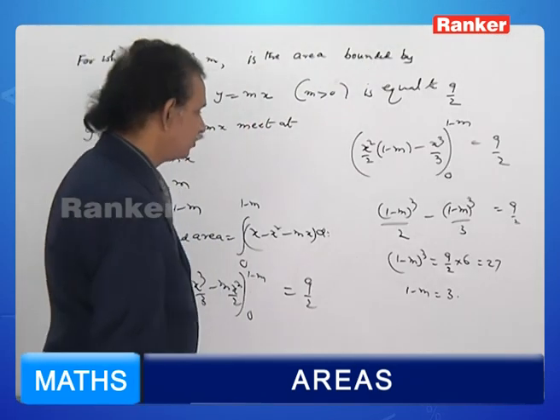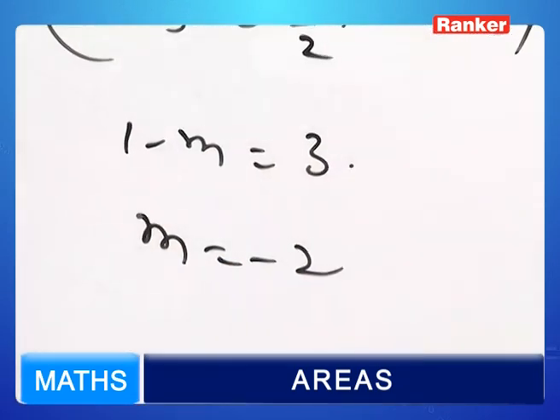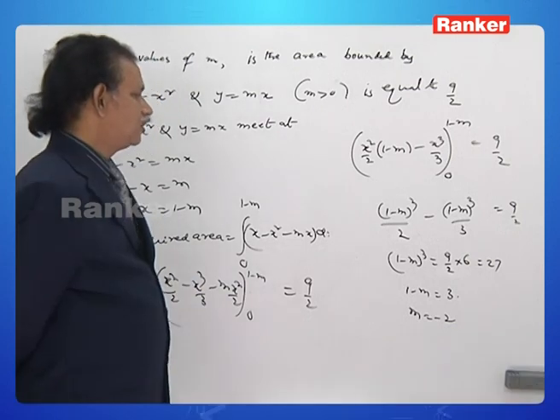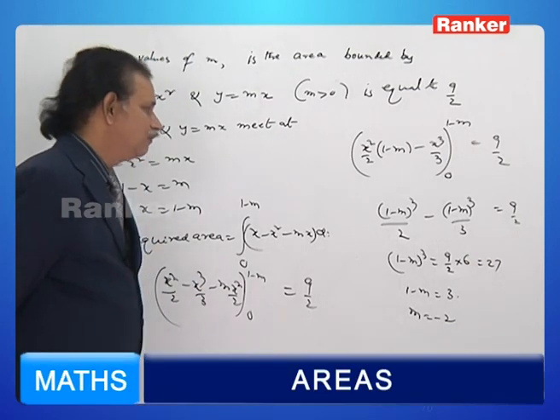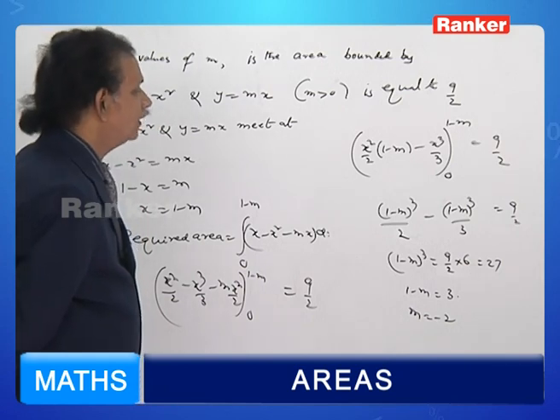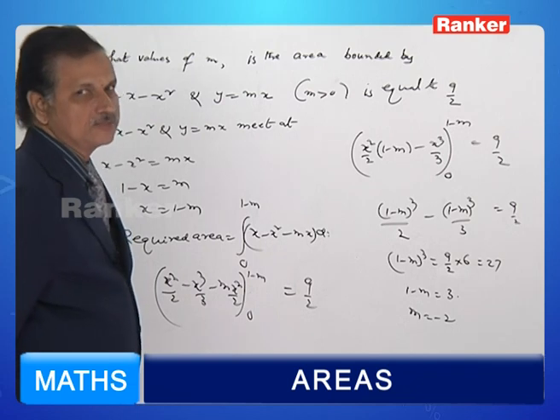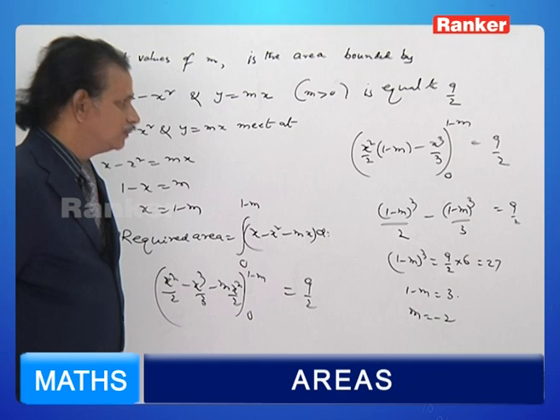Cube root of 27 is 3. Therefore, m is equal to minus 2. 1 minus m whole cube is equal to 27. Therefore, m is equal to minus 2. Is this the suitable answer?